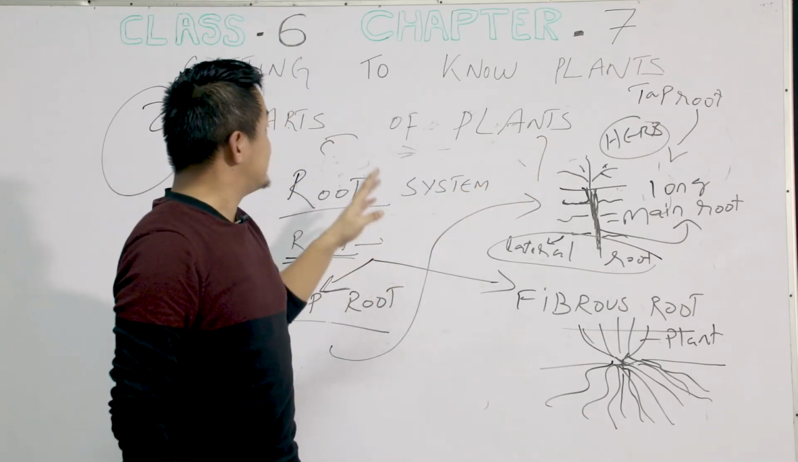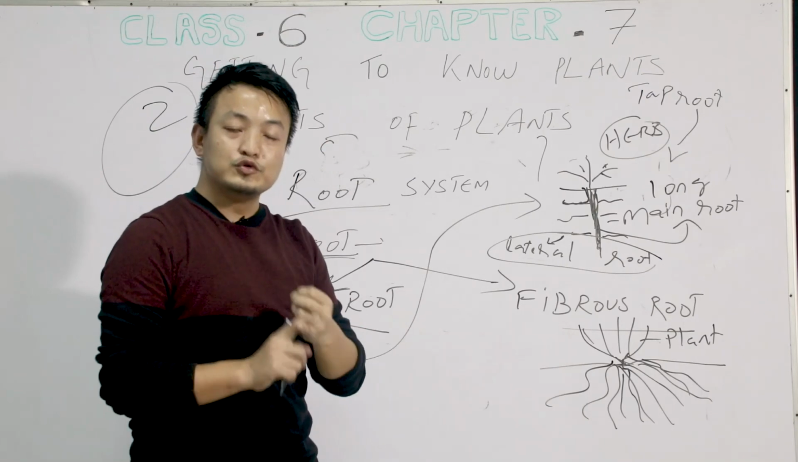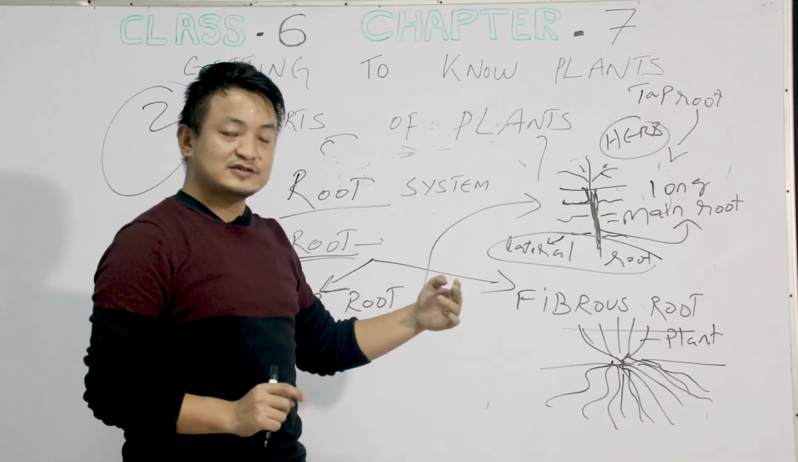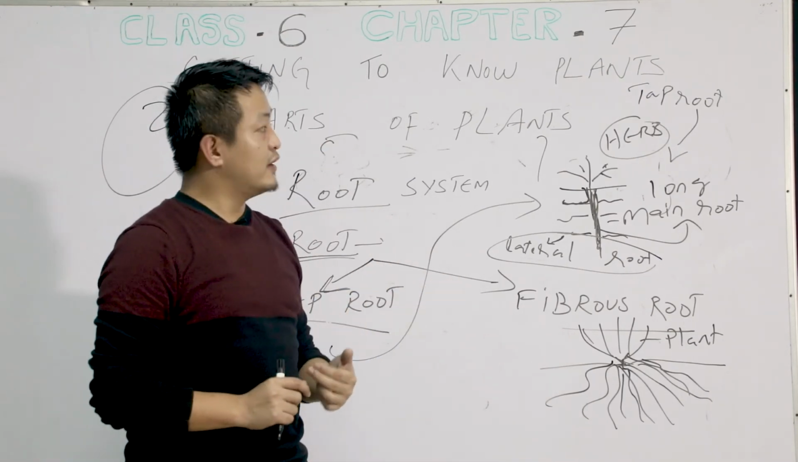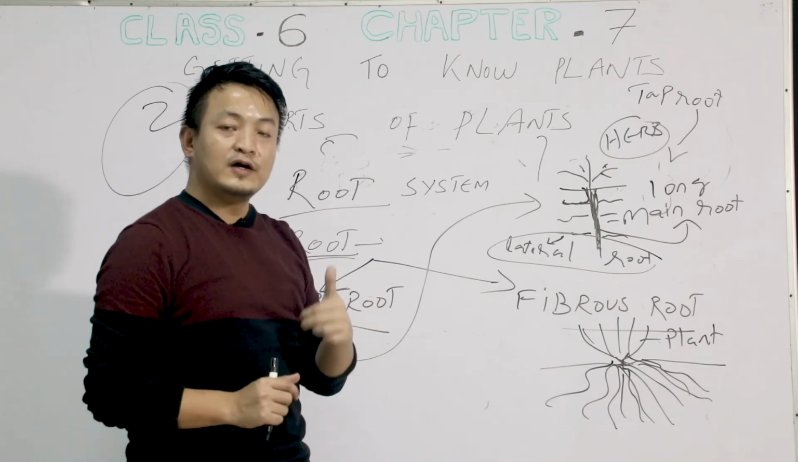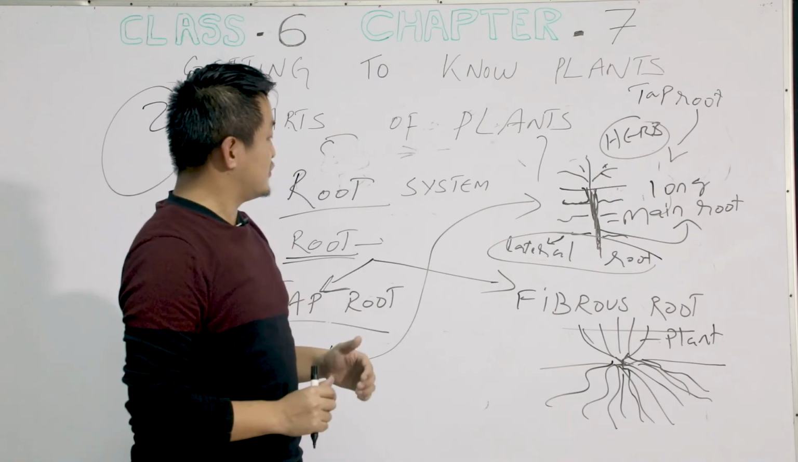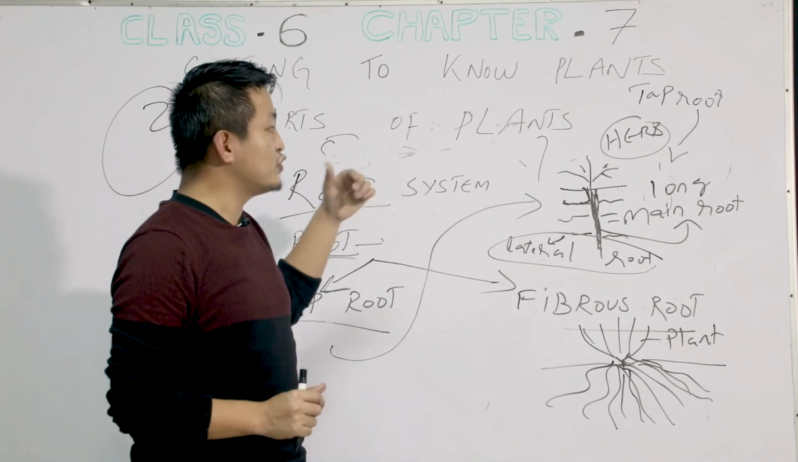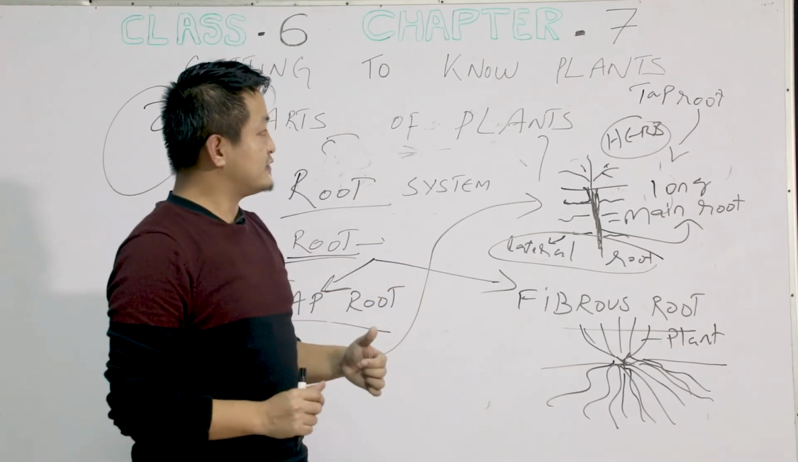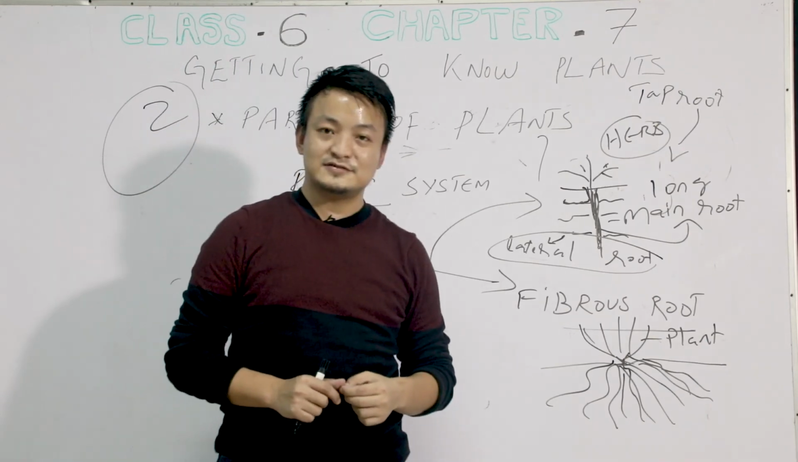So in the parts of plant, we are done with the root system. And in the next class, we'll continue with the shoot system that is composed of the flower, leaf, and stem. So students, take note of all the points and we'll continue in the next class. Thank you so much.